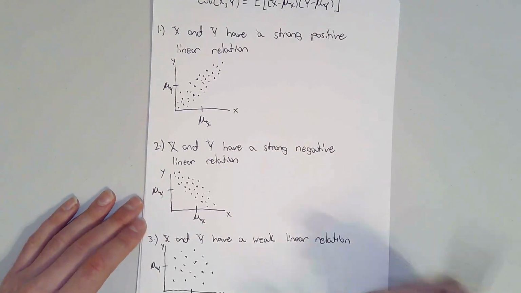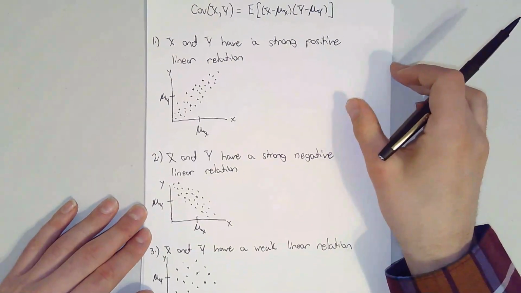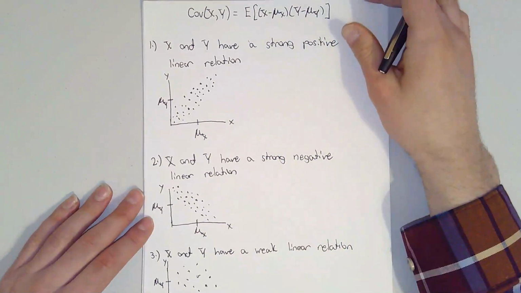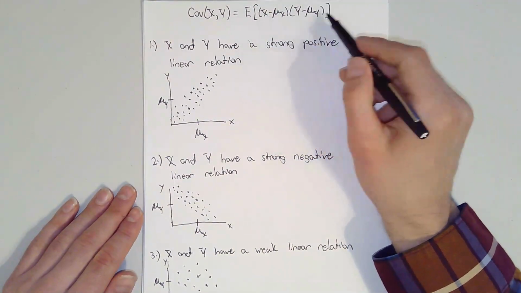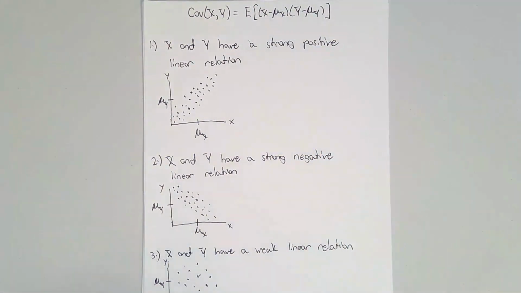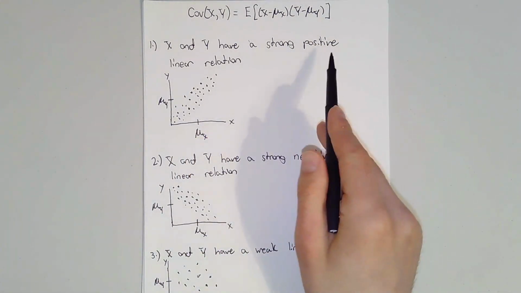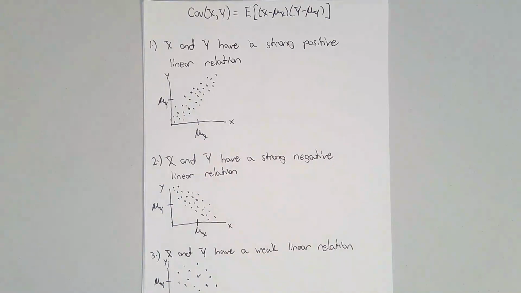So rewriting covariance at the top here, the covariance of x and y looks like the following. So it's the expectation of this quantity. Let's consider the case where capital X and capital Y have a strong positive linear relation. So the correlation between x and y is positive. Such an example would be capital X and capital Y being the height and weight of a particular individual.